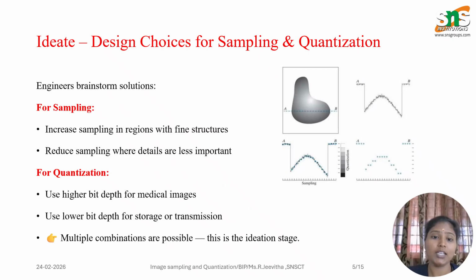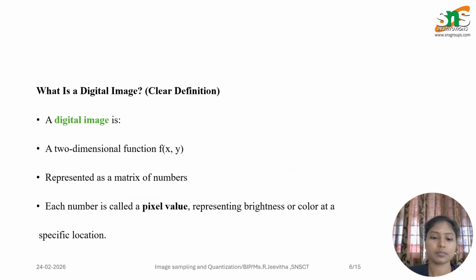In this stage, the engineers brainstorm possible solutions. For sampling, increase the sampling in important regions, reduce sampling in less important areas. For quantization, medical images require high bit depth. Normal multimedia images can use lower bit depth. There is no single correct answer. Engineers choose based on the application requirements.